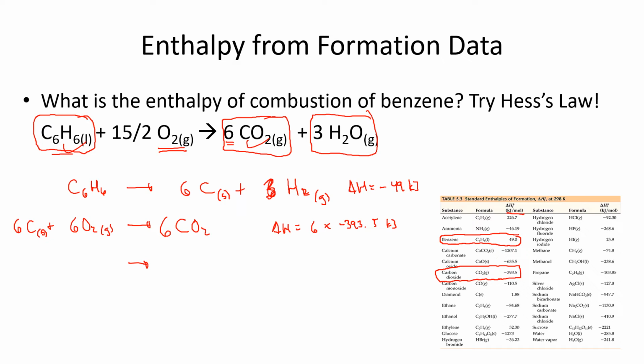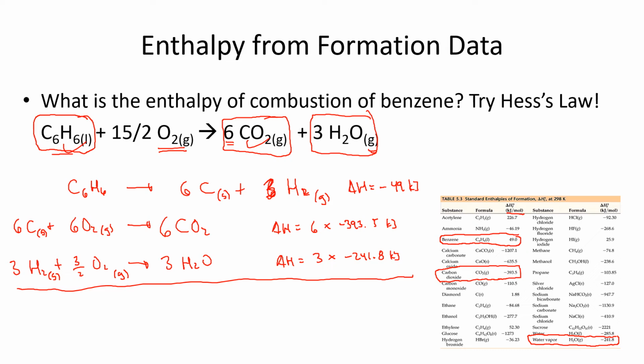Let's do the water. We have 3 waters being made. This is water as a gas. So I'll go down here, water vapor. There it is. Negative 241.8. So delta H for this is going to be 3 times negative 241.8 kilojoules because we have 3 moles of water being formed, which means we're going to need 3 halves of the oxygen, and we're going to need 3 H2s to use that up. So that's a gas, and this is a gas. And then let's see if this all adds up to our overall reaction.